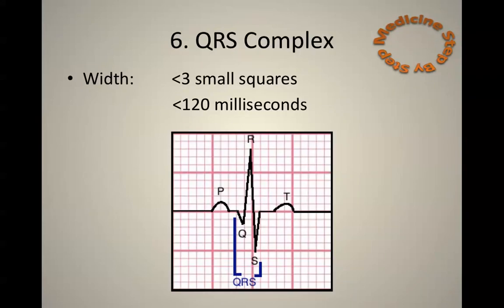Then I look at the QRS complex, which should be less than 3 small squares in width. A widened, broad QRS complex is pathological.